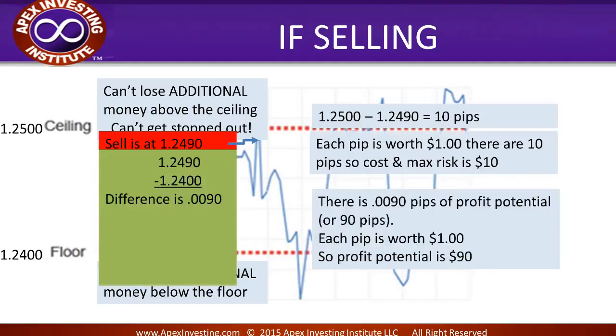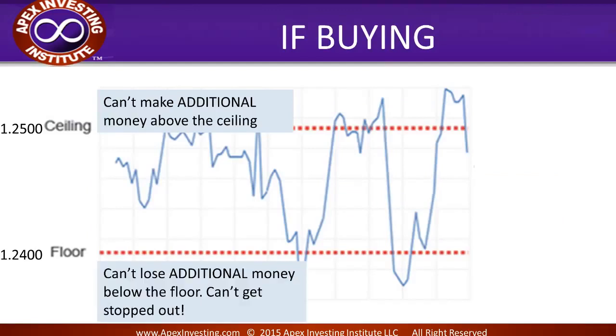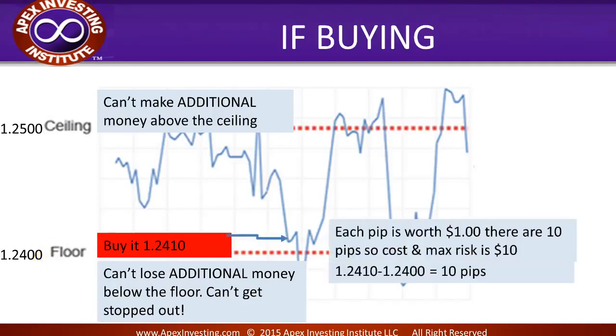Okay. If I'm buying, I can't make any additional money above the ceiling. Can't lose any additional money below the floor. Right. So I can't get stopped out of the trade per se in this case if I was holding on to it. Buy it at $24.10. What's my risk on that trade? On just one Nadex spread. So if I bought at $24.10, I can't lose anything below $2,400. Risk is $10. Exactly, Benjamin. You got it. So 10 pips, $10 risk. Every pip's worth $1. $10. How much can I make on the trade? What's the most I can make?